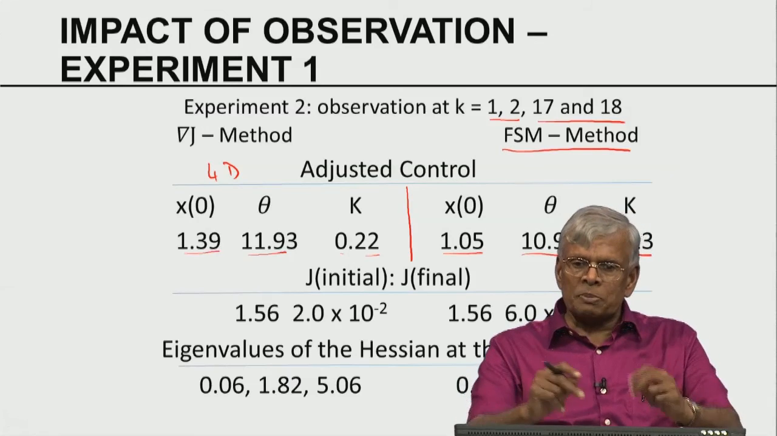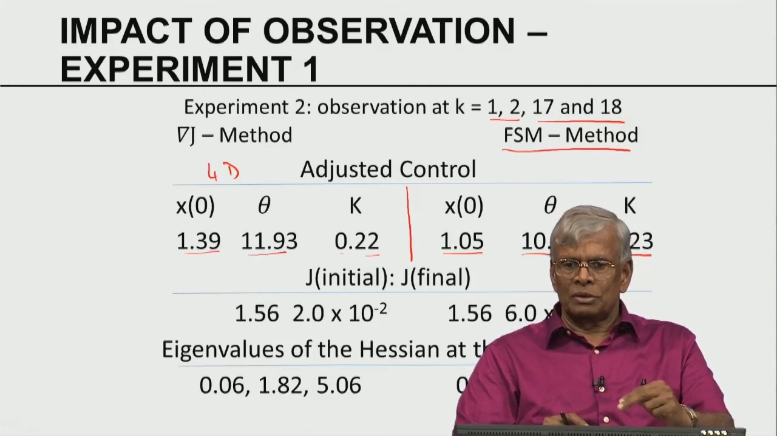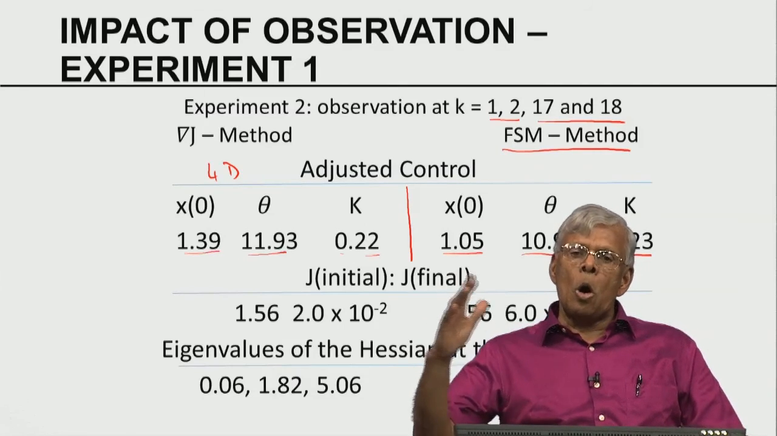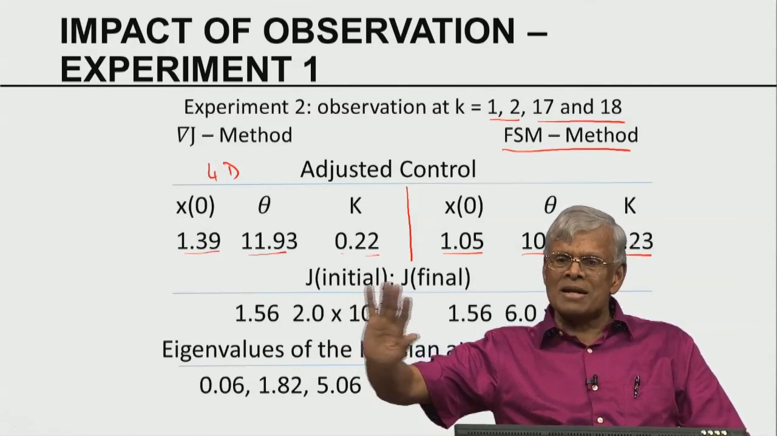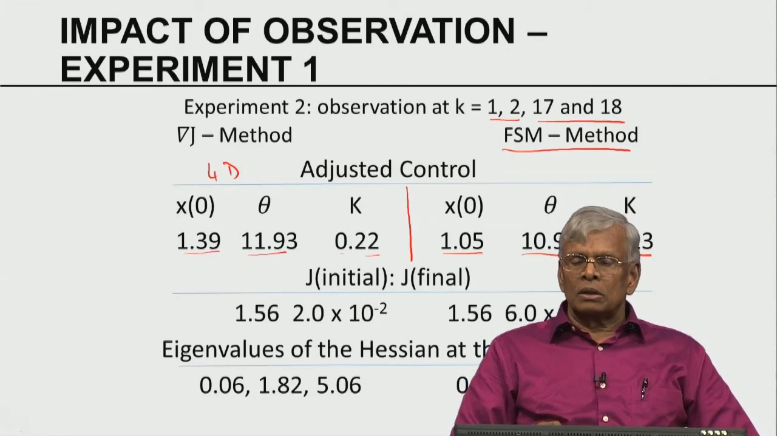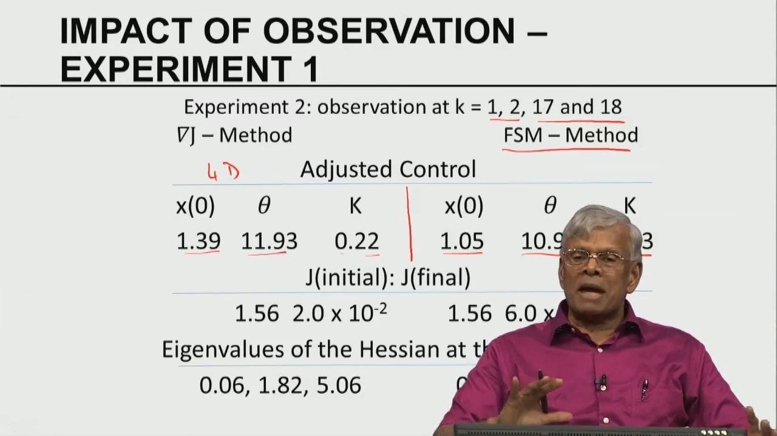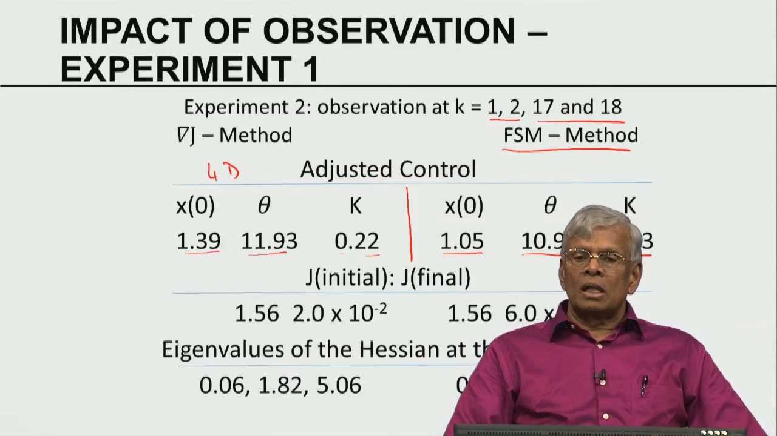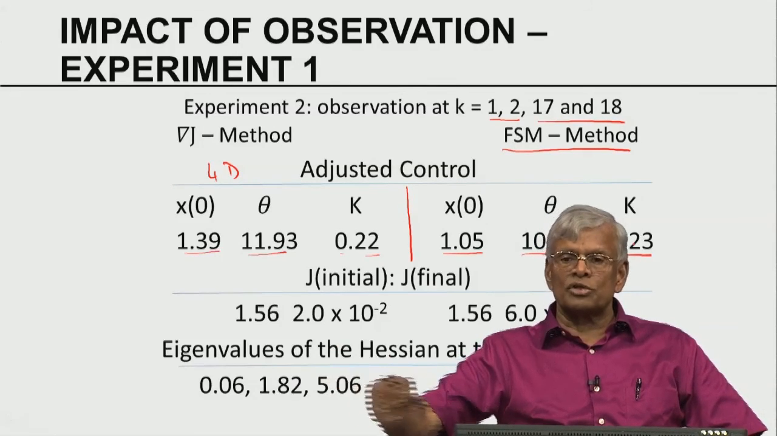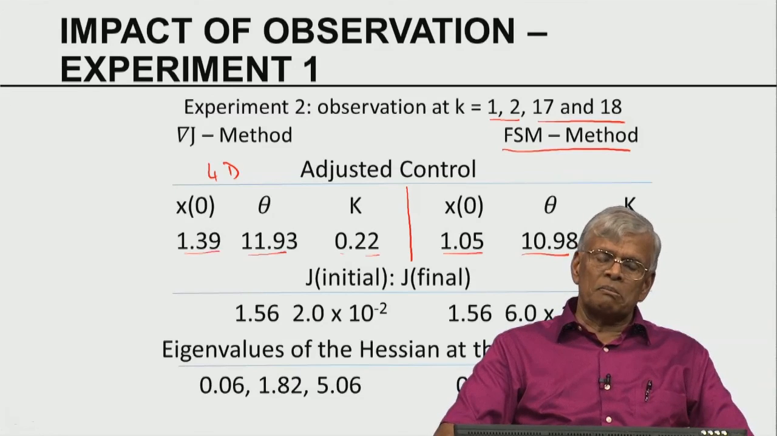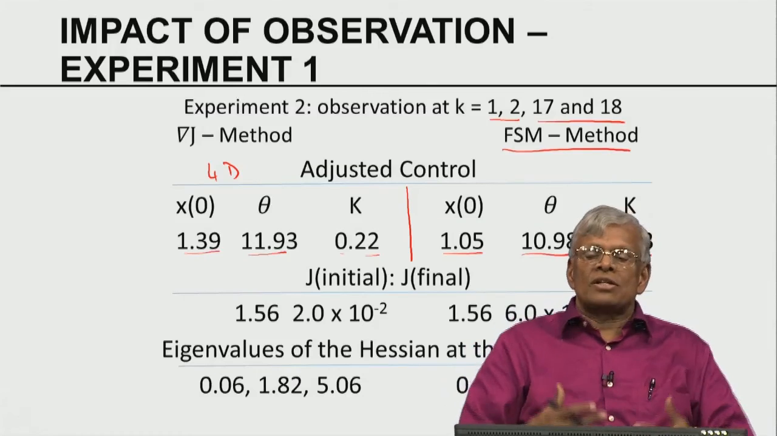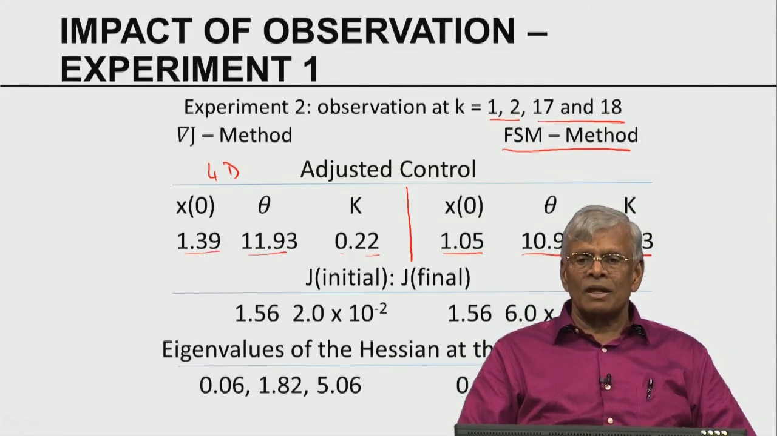So experiments 1 and 2 for this simple problem illustrate the fact that if you put all the observations on one end or another end, we may not be able to maximize the information because at one end the forward sensitivity may become close to 0, or the forward sensitivity may become close to 0 in the beginning. Therefore, to maximize the impact of observation, what is the lesson?